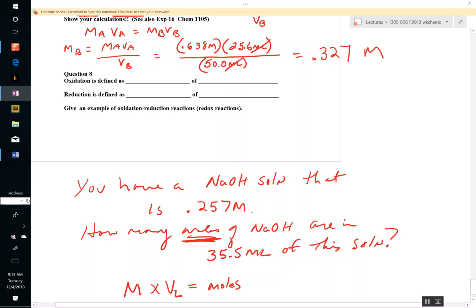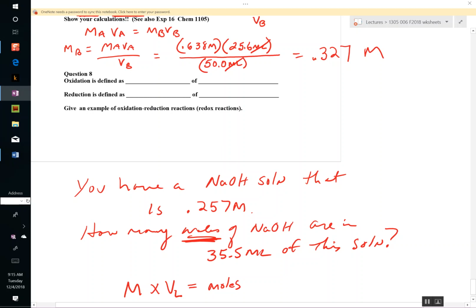What's dilution again? Okay, dilution uses a very similar equation to this. Dilution is where you have, let's say you have 12 molar hydrochloric acid, and you want to make a 5 molar HCl solution from it. And so what is dilution? M1V1 equals M2V2. Okay. Let's say you want to make 250 milliliters of a 5 molar HCl solution from this.